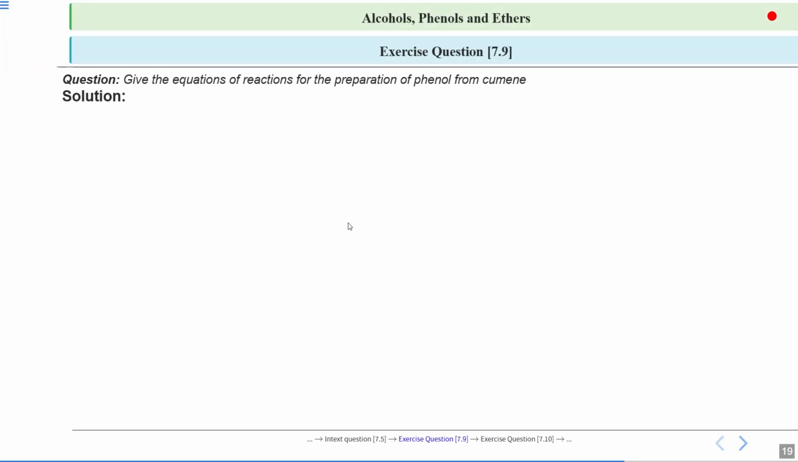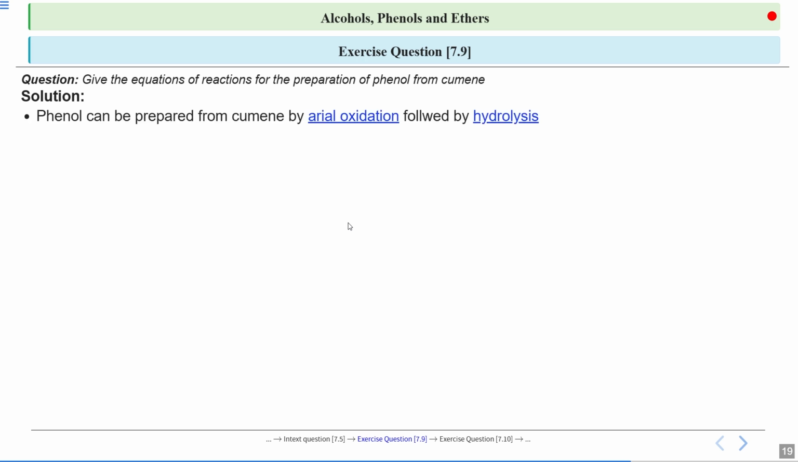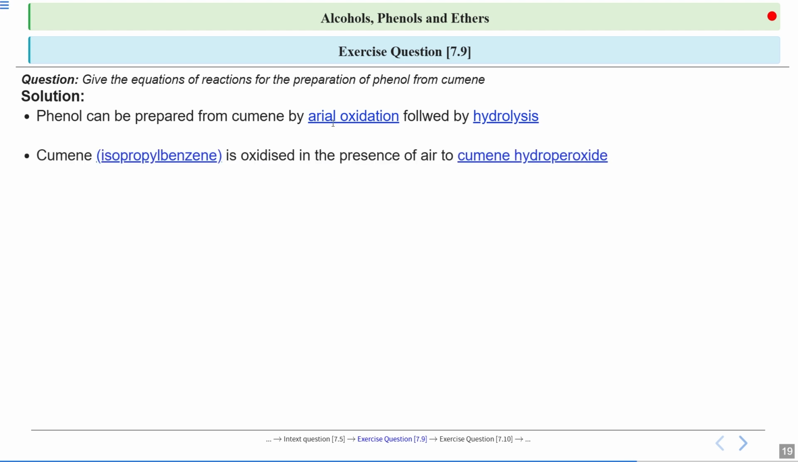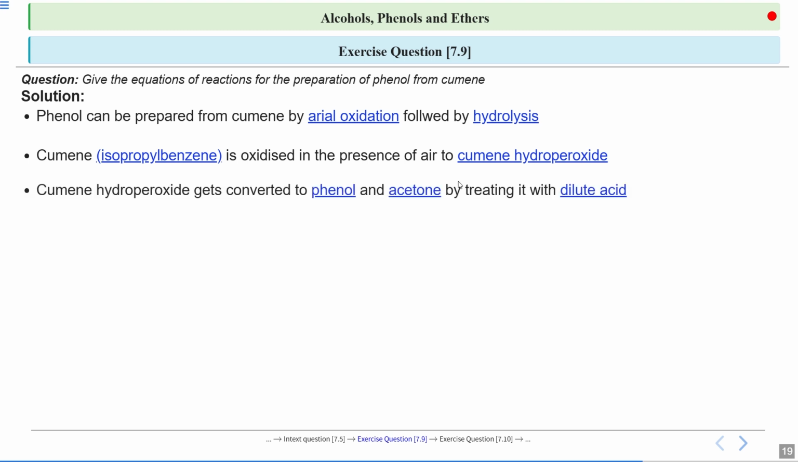Okay, so let us see how from cumene we get phenol. Phenol can be prepared from cumene by aerial oxidation, which is followed by hydrolysis. So cumene, which is also called isopropyl benzene, is oxidized in the presence of air and gives you cumene hydroperoxide. Then this cumene hydroperoxide gets converted to phenol and acetone by treating it with dilute acid.